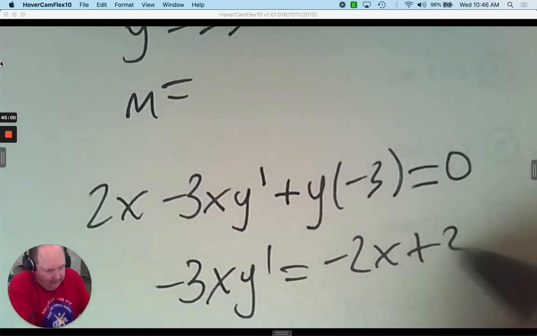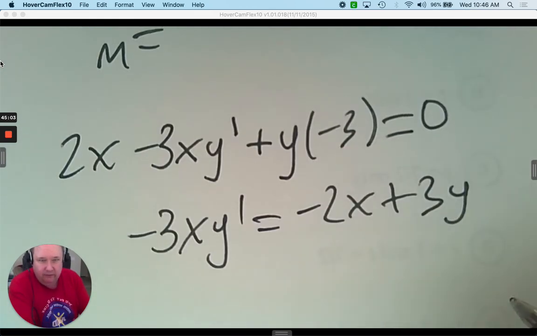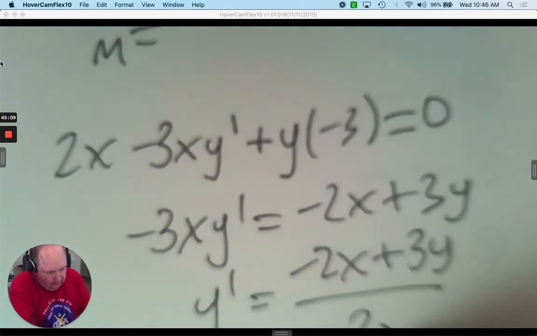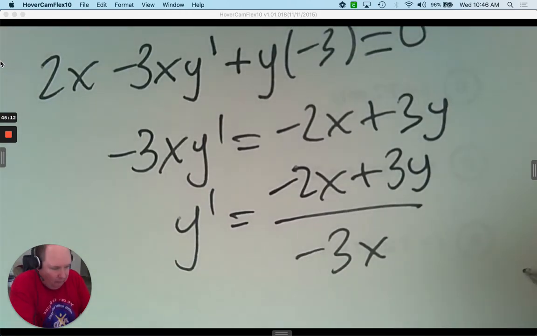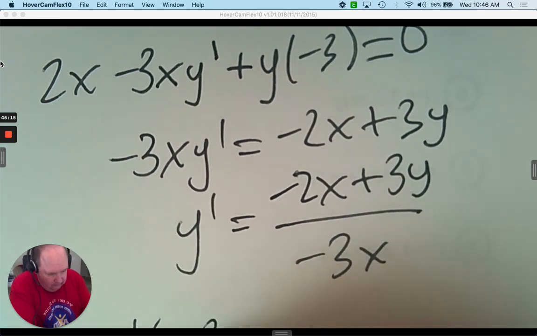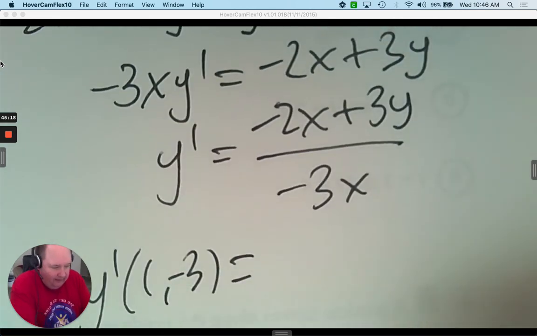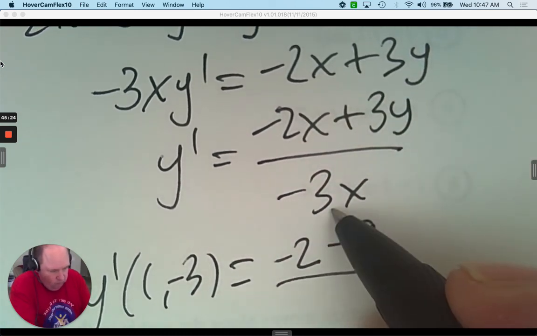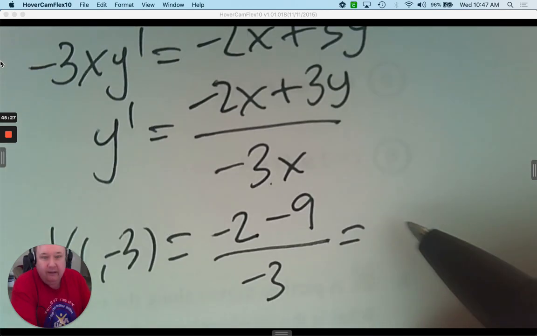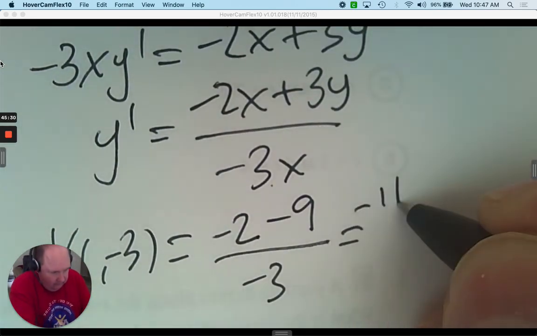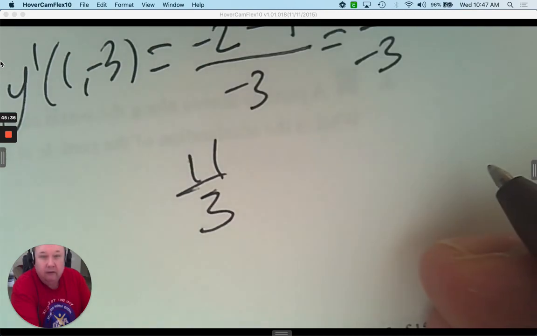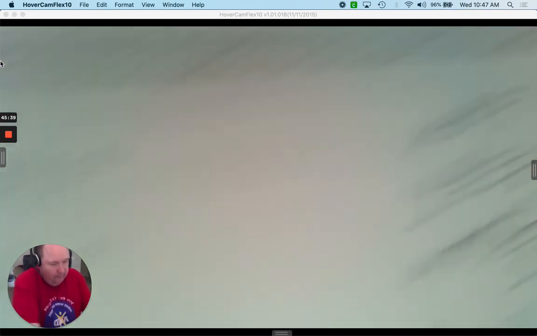Subtract 2x and add 3y to get y prime by itself. Divide, and you get negative 2x plus 3y over negative 3x. Now the point is 1 and negative 3. So that's negative 2. That's negative 9. That's negative 3. So that is negative 11 over negative 3. So that's positive 11 over 3. So there's my slope. Positive 11 over 3.